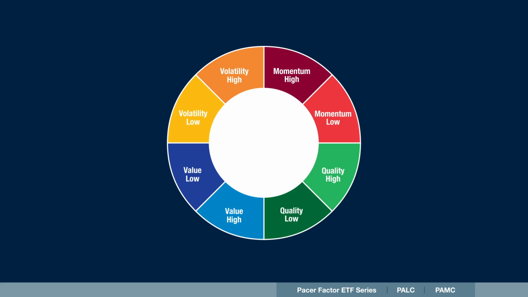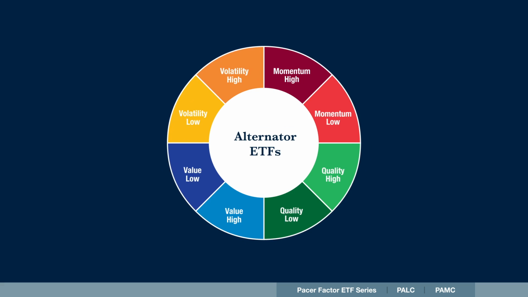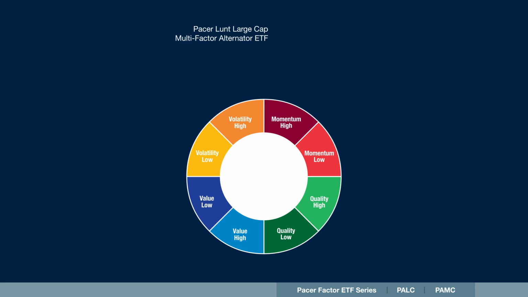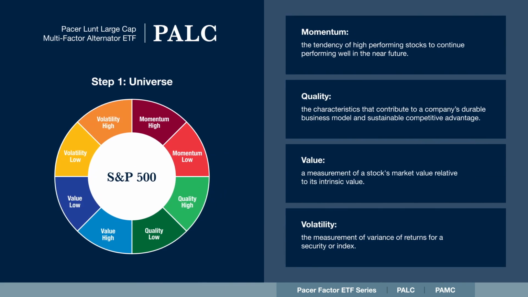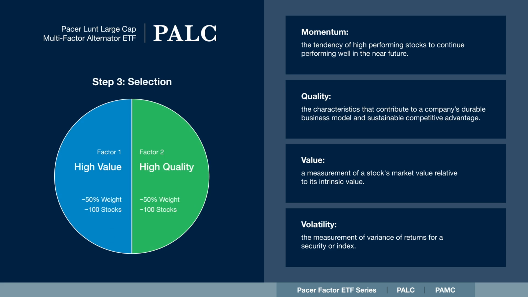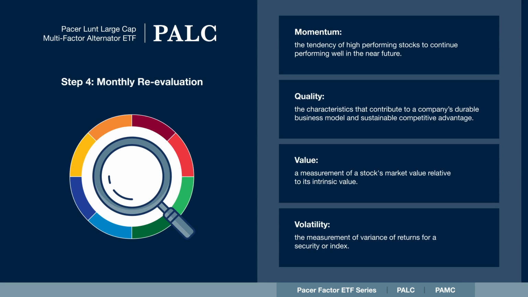Pacer ETFs teamed up with Lunt Capital Management on the Alternator ETFs, an ETF series that uses relative strength to rotate between multiple factors. The Pacer Lunt Large Cap Multi-Factor Alternator ETF, or PALC, divides the S&P 500 into the low and high side of 4 factors: momentum, quality, value, and volatility. These factors are reevaluated monthly using relative strength, so the index can gain exposure to the 2 top-performing factors.